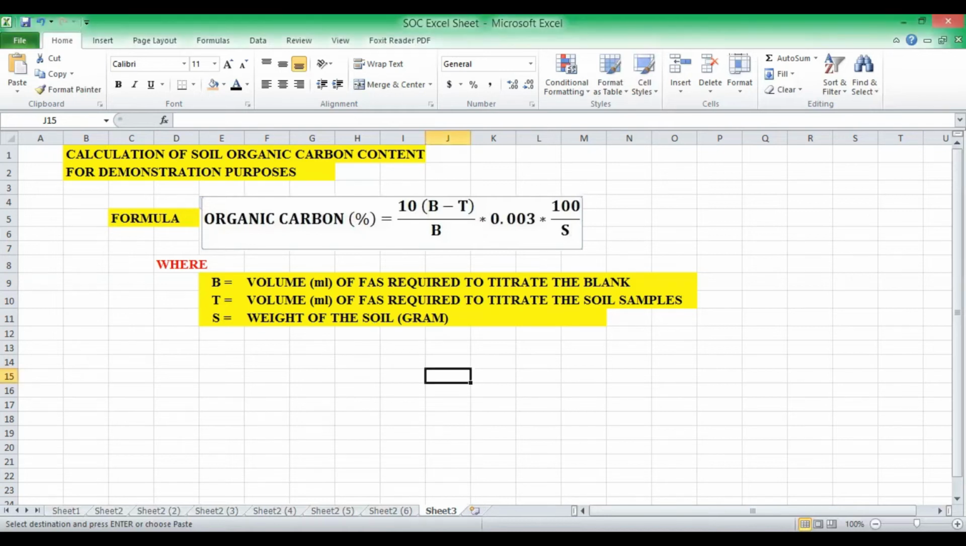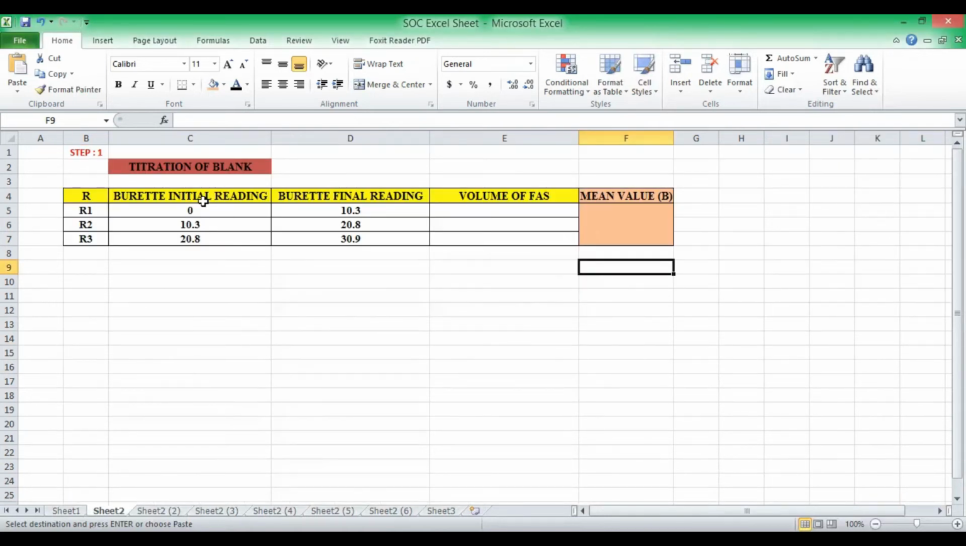First, step number 3. Remember that we have titrated the ferrous ammonium sulfate, and from there we get the burette initial and final readings. From here, we'll get the volume of ferrous ammonium sulfate. So what we have to do is just take the final reading minus the initial reading. Okay, so we get 10.3 for replicate 1. And for replicates 2 and 3, we just have to drag.